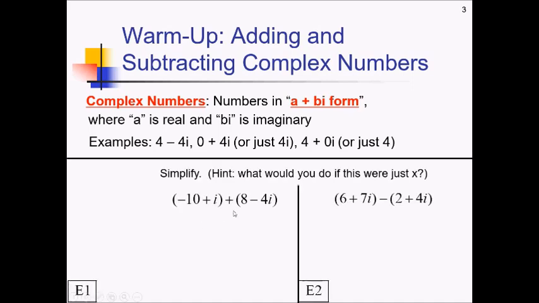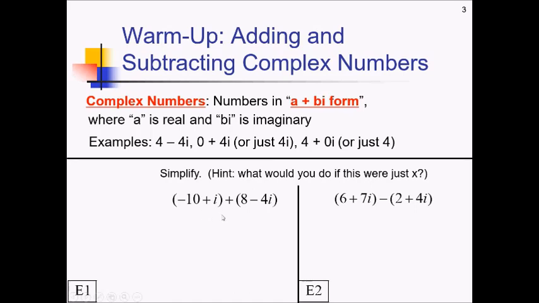For these examples, you need to simplify. You're just going to basically be adding or subtracting these complex numbers together. And as a little bit of a hint when you do this, what would you do if this were just x instead of i involved in the problem? So pause the video and try out this first one. Just do whatever you think you need to do.